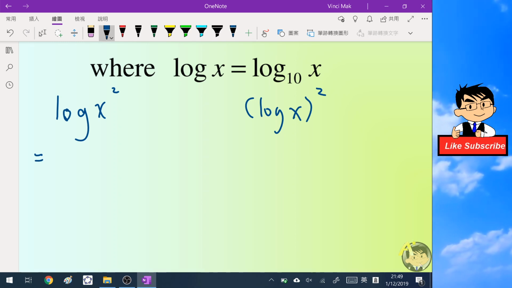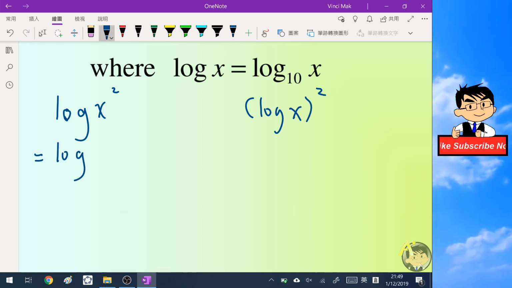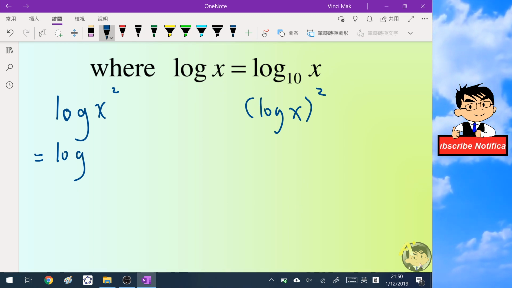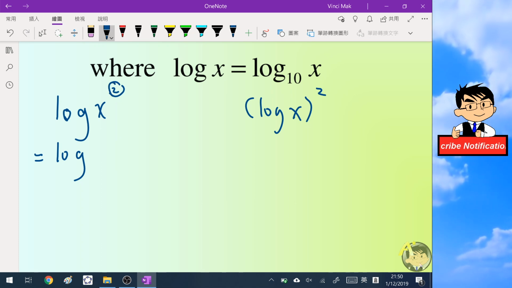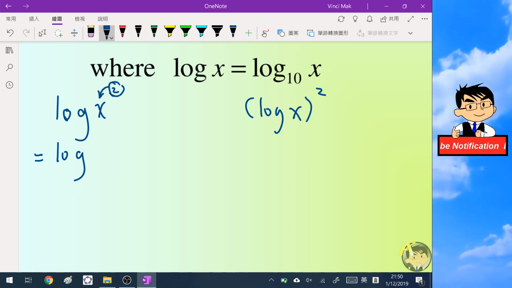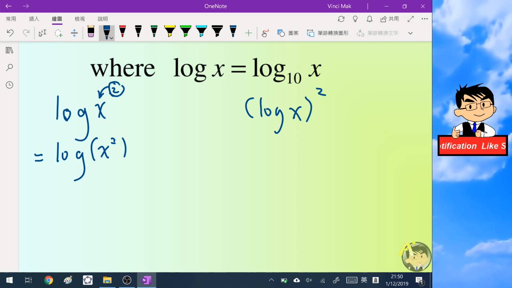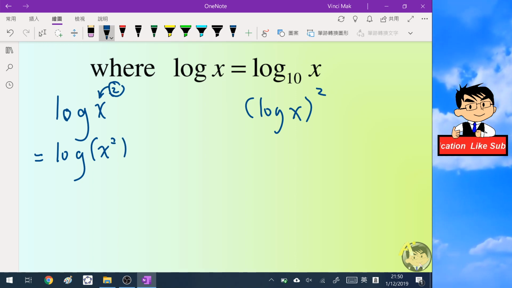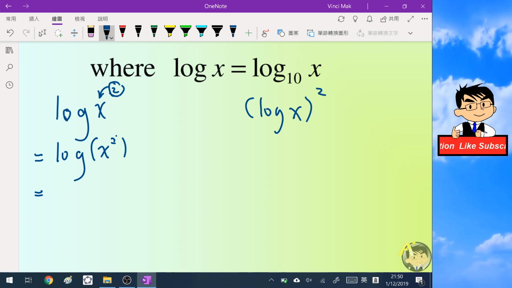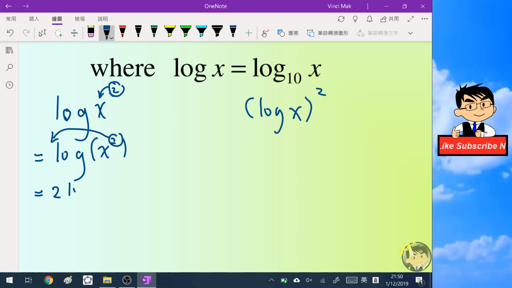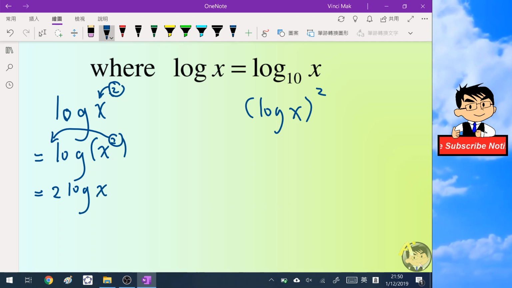For the first one, we know that if there's no bracket around the log x, this square belongs to x only. So we can write it like this. We put a bracket around the x square. And of course, the 2 can go to the front as a constant by the property of log.